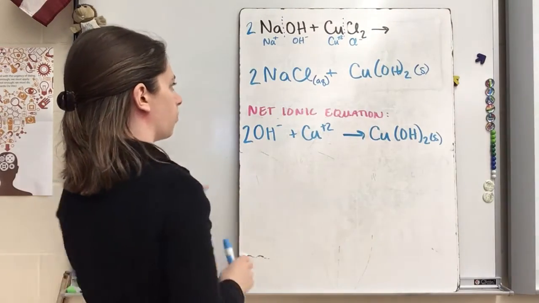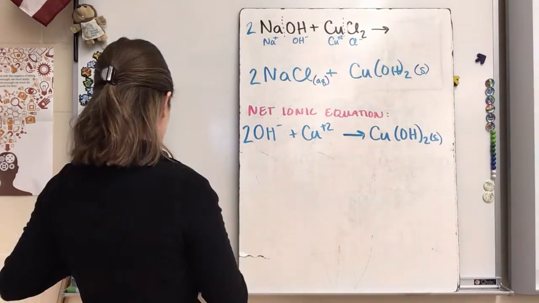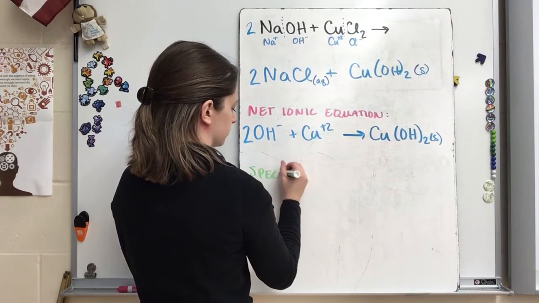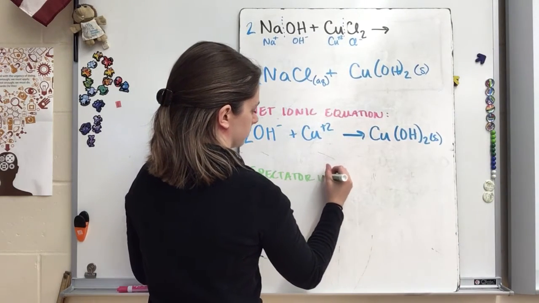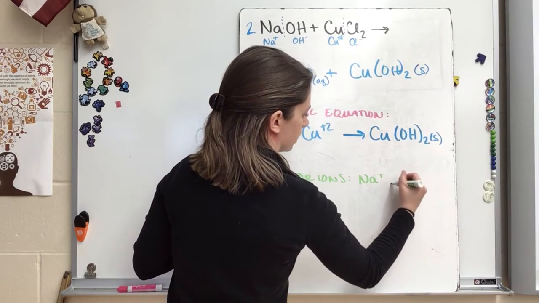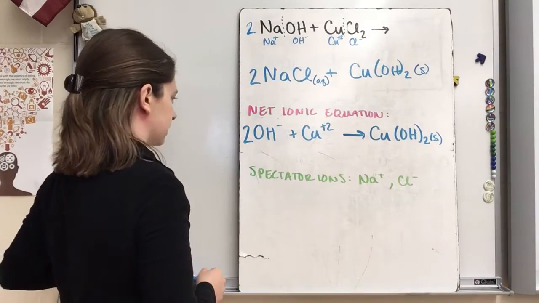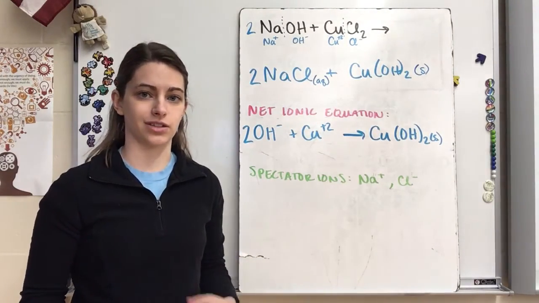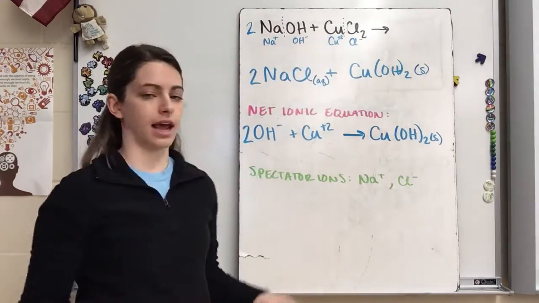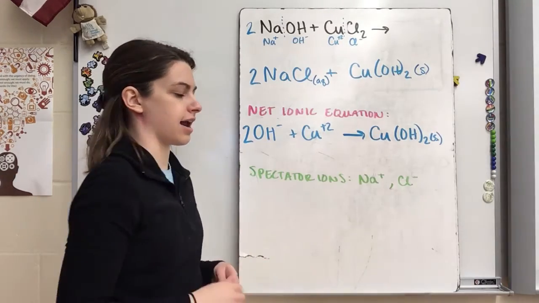Now, you might be asking, well, what about our sodium and our chloride? Well, those are considered spectator ions. So we're going to say that our spectator ions are sodium and our chloride ions. And by spectator ions, that just means that they're not participating in the reaction. They don't do anything. They start as sodium and chloride at the beginning, and they stay as separate sodium and chloride at the end. So this right here would be our net ionic equation.